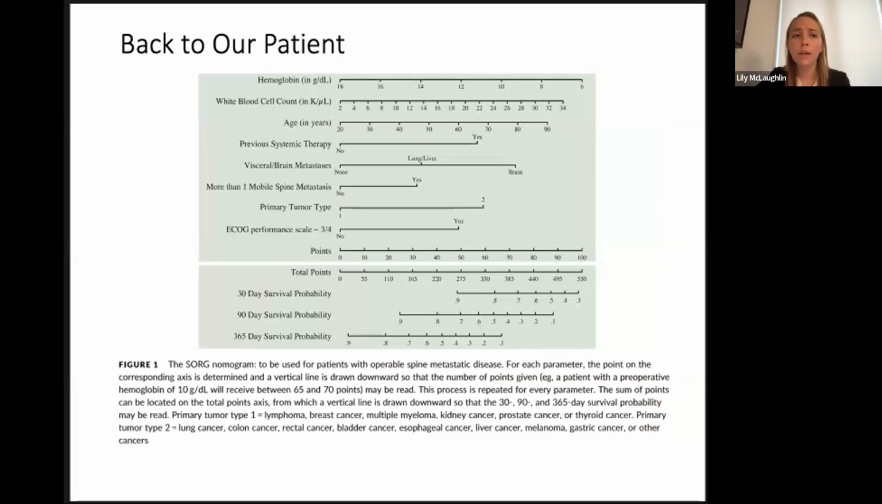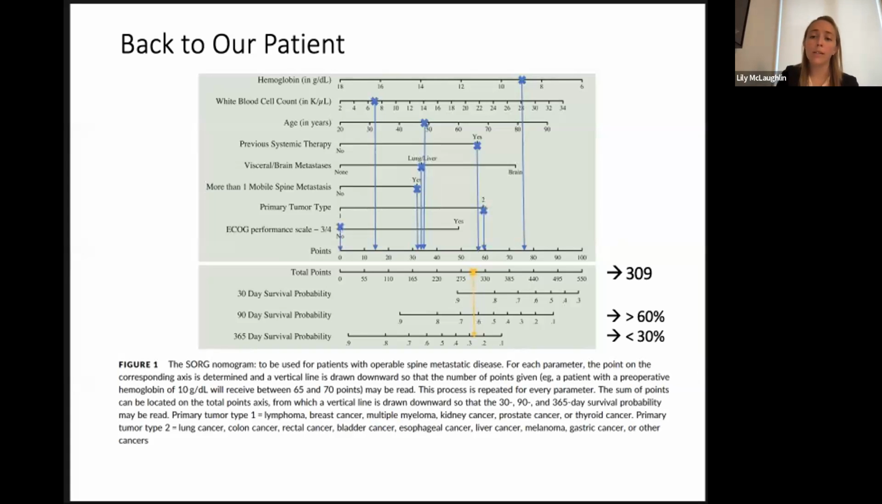So now, just to wrap things up, we want to go back to our patient to finish out the S of the NOMS framework using the SORG nomogram. Our patient had a hemoglobin of 8.6, a white blood cell count of 6.8. She's 47. She has had some previous systemic therapy. She has lung mets, more than 1 mobile spine met. Primary tumor type was angiosarcoma, and she had an ECOG score of 2. Coming to a total points value of 309.